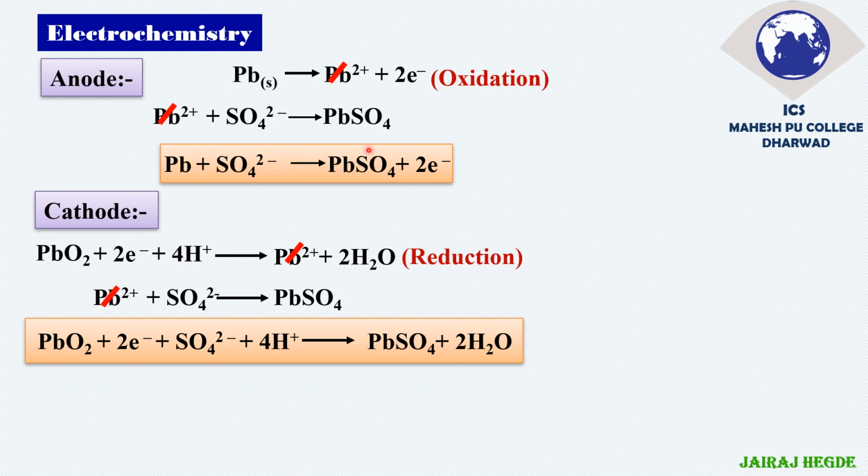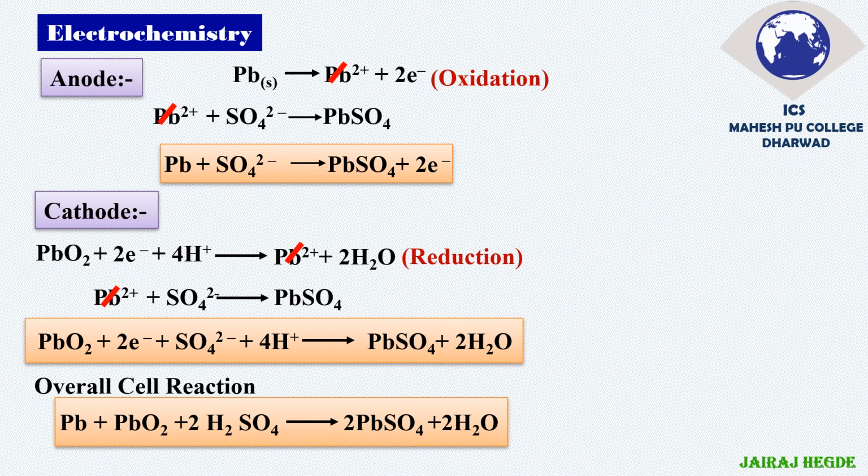In both cases it is very important that the product is PbSO4, lead sulfate. Let us calculate the overall reaction. The overall reaction is Pb plus PbO2 plus 2H2SO4. Here we have 4H+ and 2SO4 2-: here it is 1 SO4 2-, and here is 1 SO4 2-. Totally 2 SO4 2-, so 2H2SO4 gives 2PbSO4 plus 2H2O. This is the overall reaction.